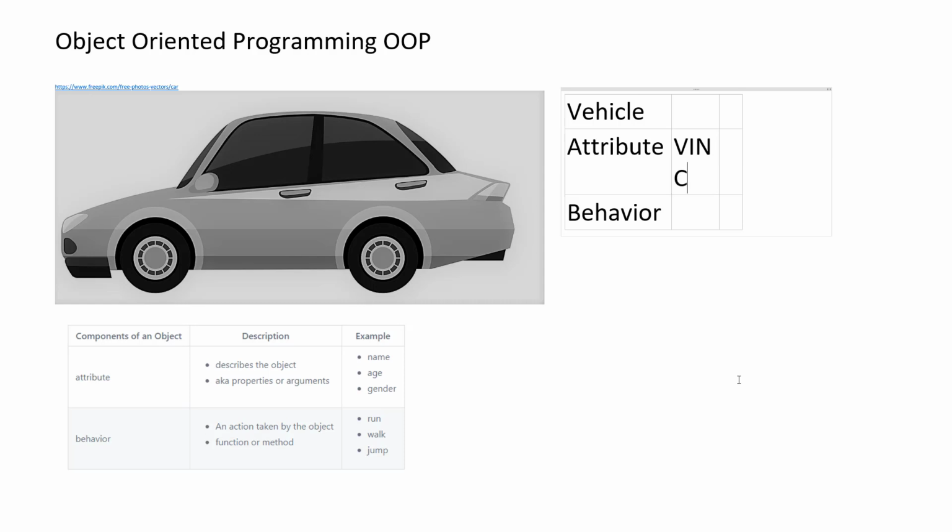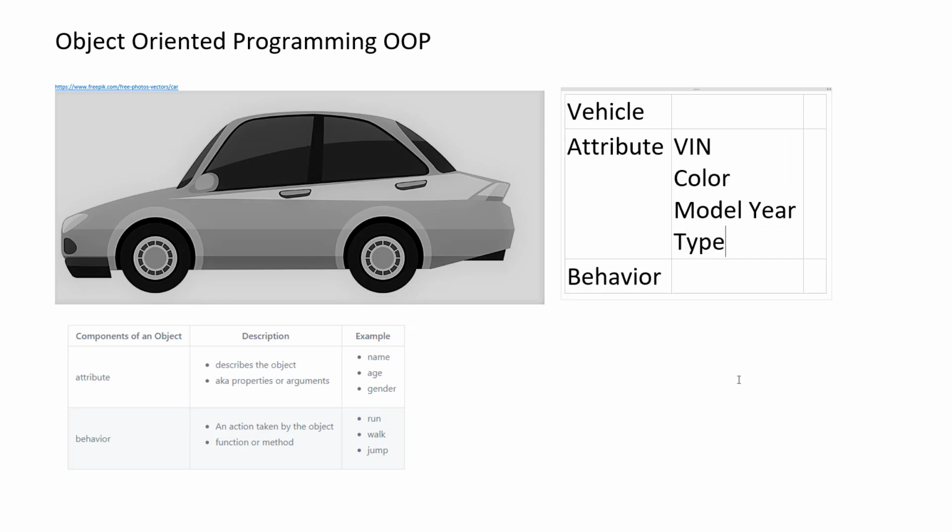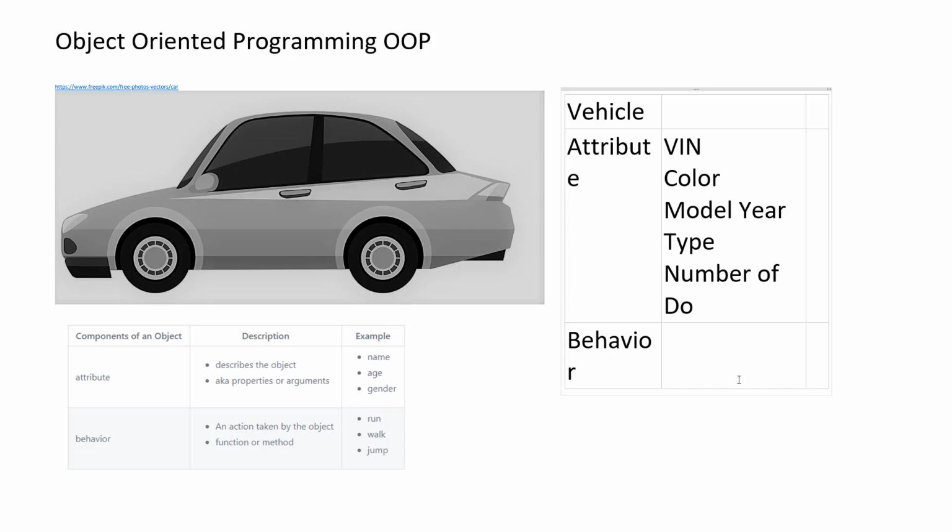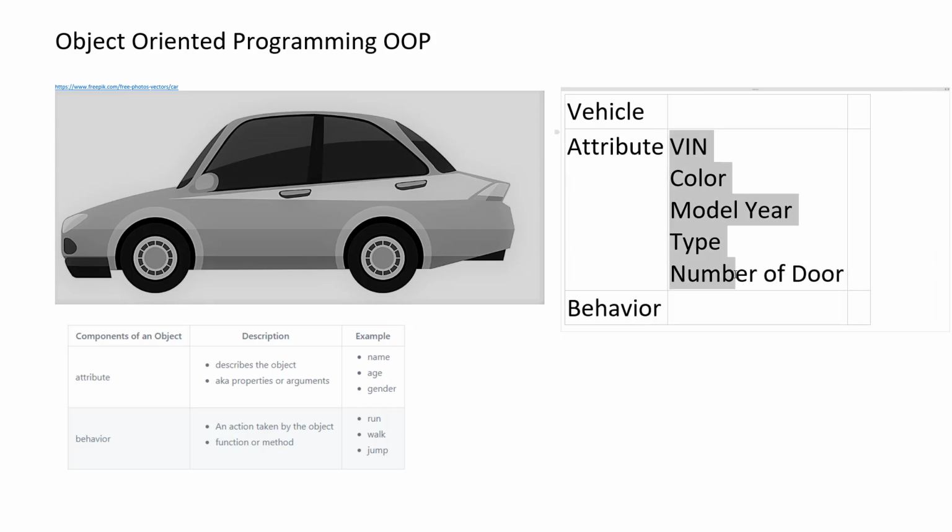So what else do we have for a vehicle? A vehicle has a color. A vehicle has a model year, which is when the vehicle was made. A vehicle also has a type. It could be a car, it could be a truck, it could be lots of different things. Let's do maybe number of doors. There are lots more things to describe this vehicle, but for now, let's just look at those few items.